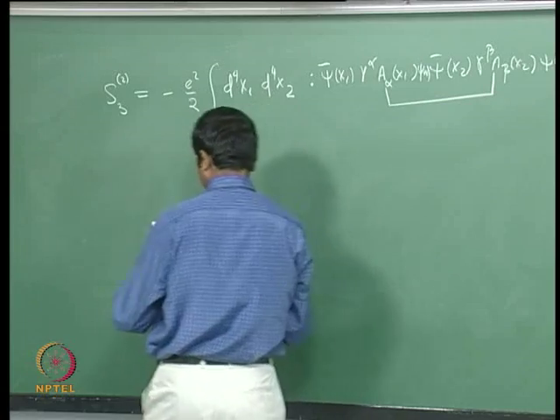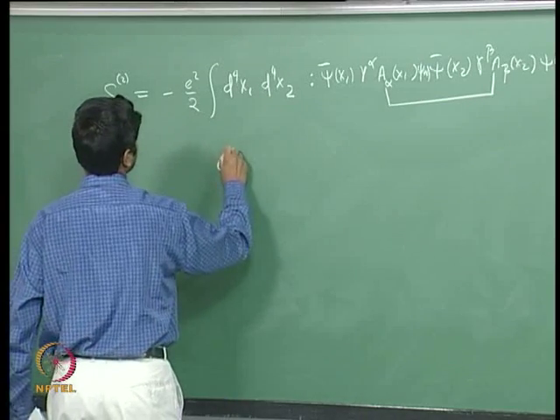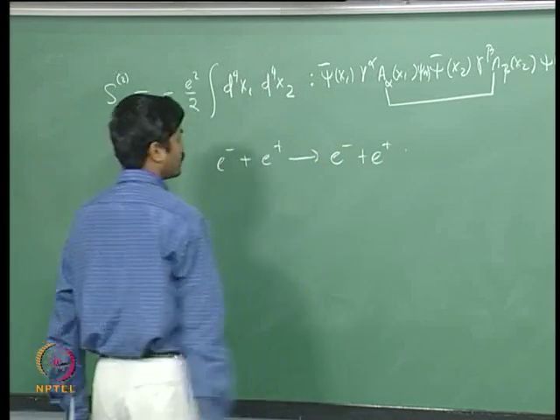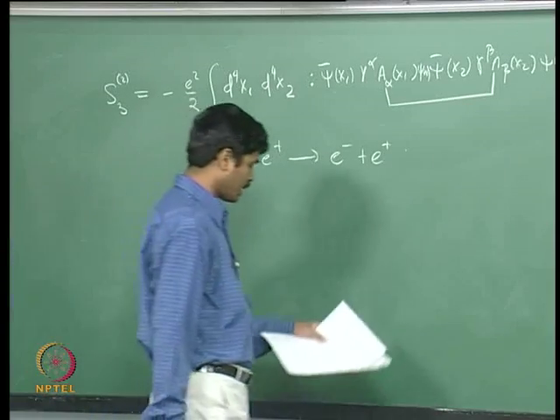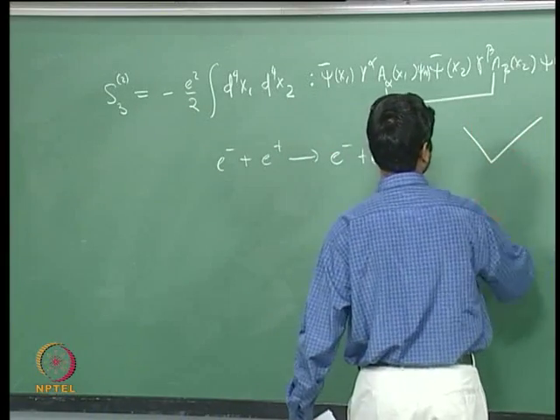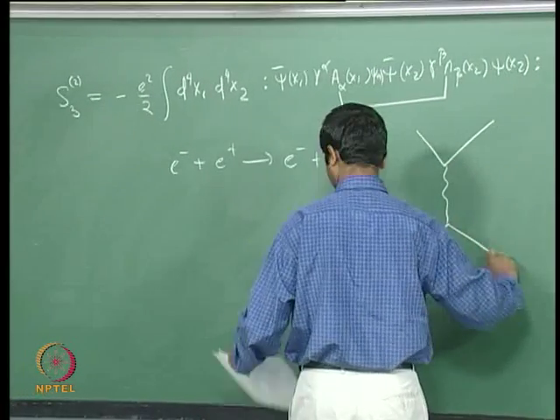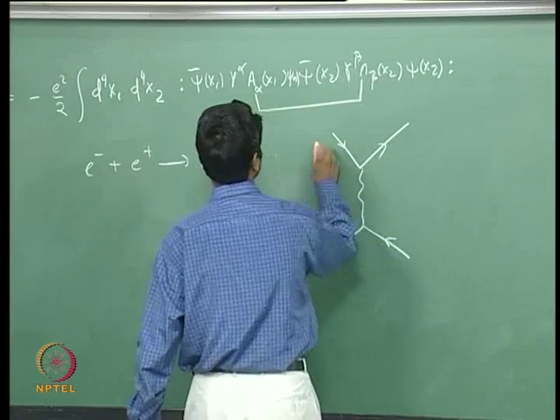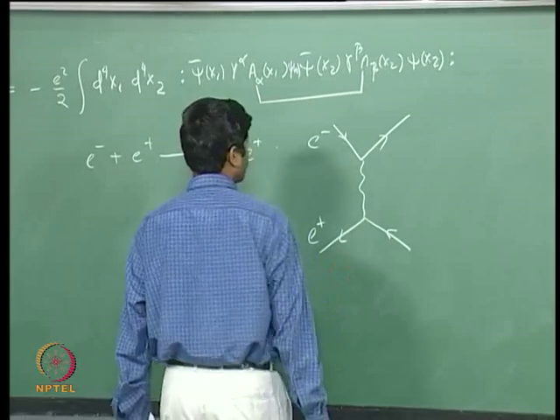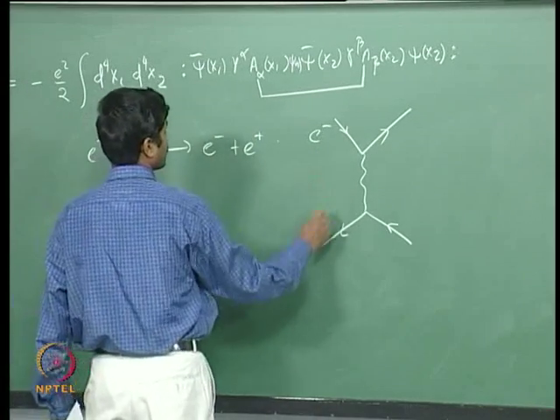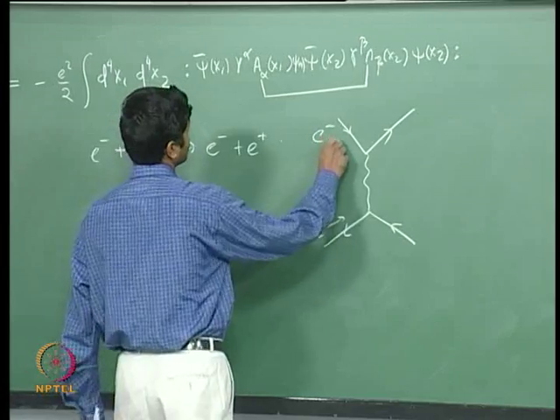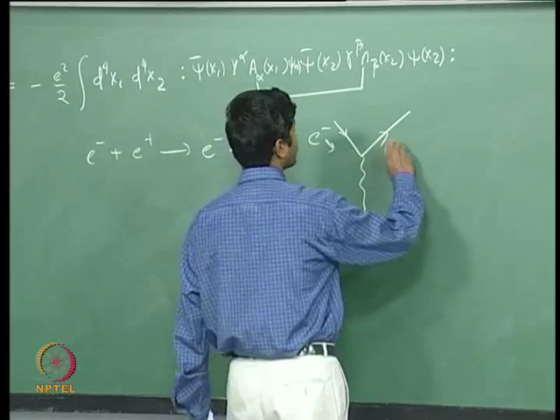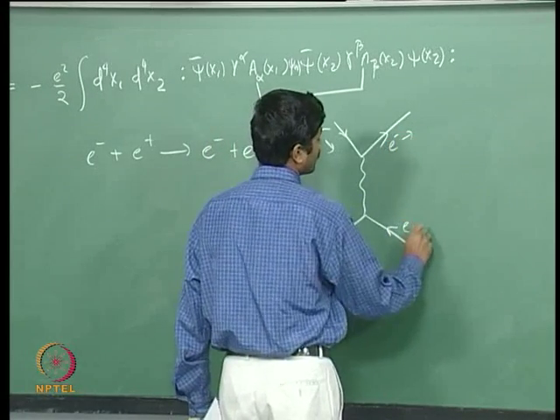Or maybe what I will do is discuss this process here, E minus plus E plus going to E minus plus E plus. The Feynman diagram for this process is: so E minus, E plus, there is an incoming, so this represents an incoming positron, this represents an incoming electron, and then they exchange a virtual photon, and then you have an outgoing electron and outgoing positron.